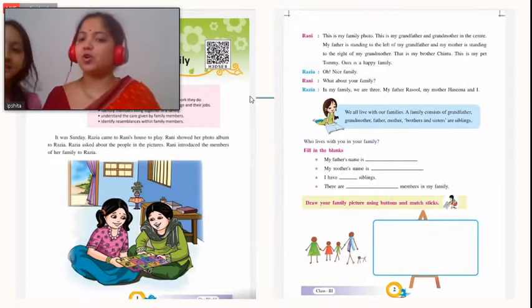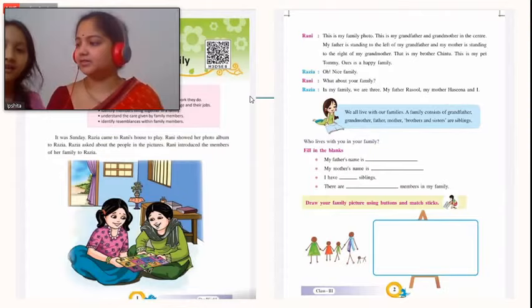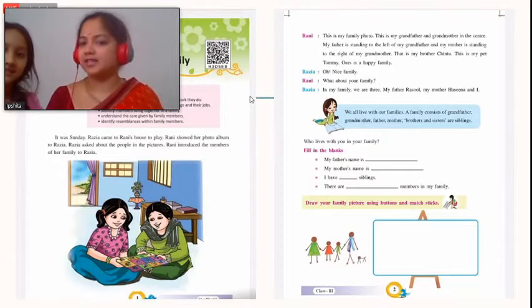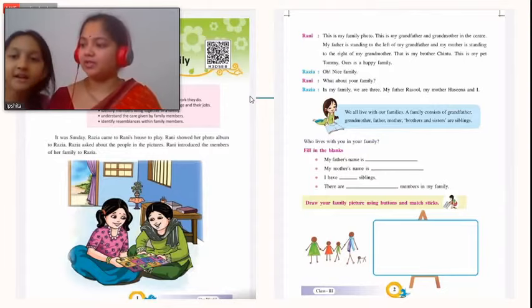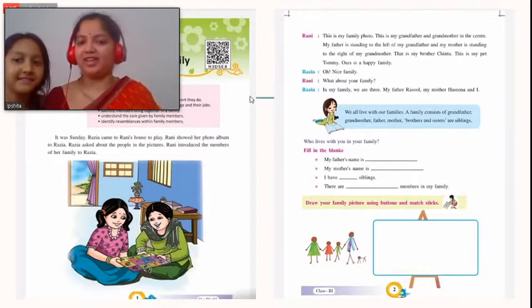Okay, very good. So, how many members are there in Rani's family? There are 4 members. Okay, 4. And in Razia's? 3 members, right? Okay, very good. Now, what does Rani say about her family? Is she happy about her family or sad? She says happy. Okay, nice.